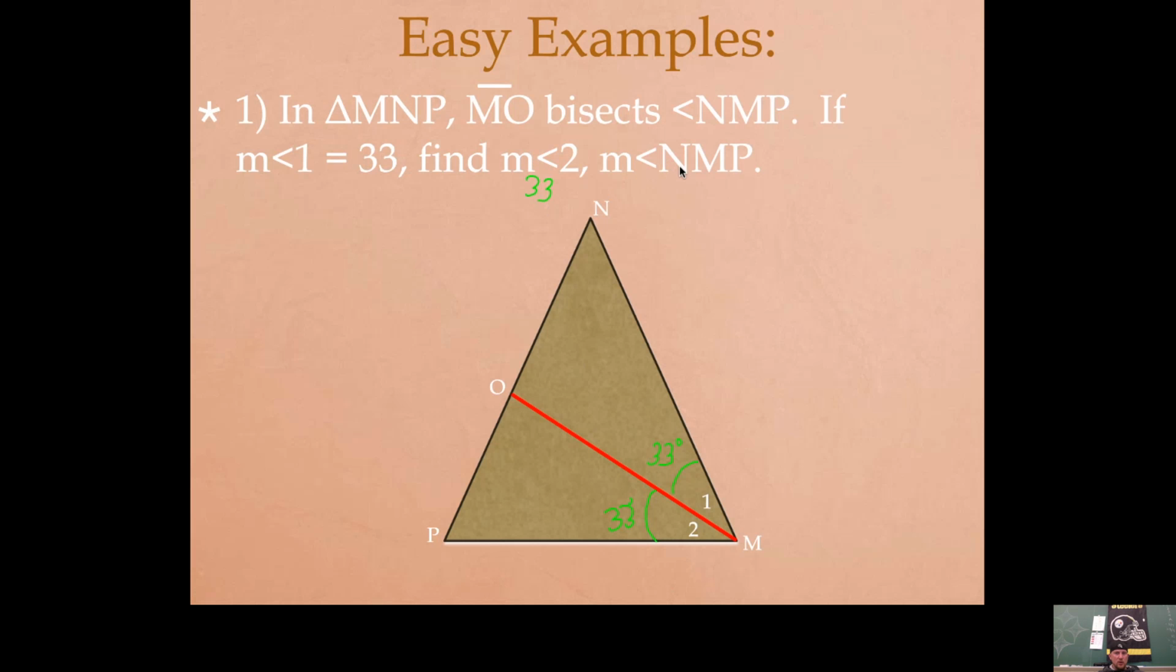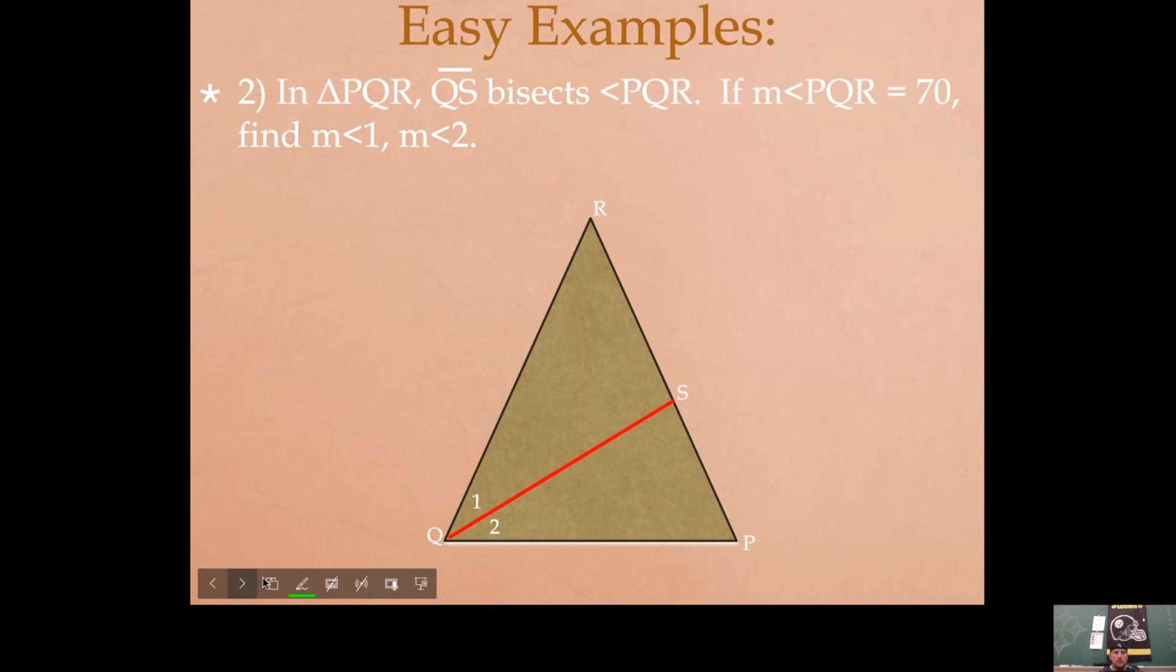What about the measure of angle NMP? That's the big angle. It's a combination of two 33-degree angles. So it's 66 degrees. That's an easy example. Here's another easy example.